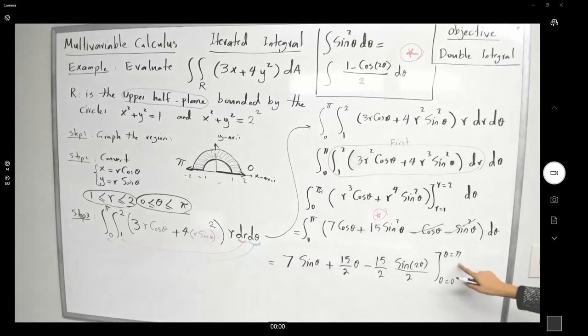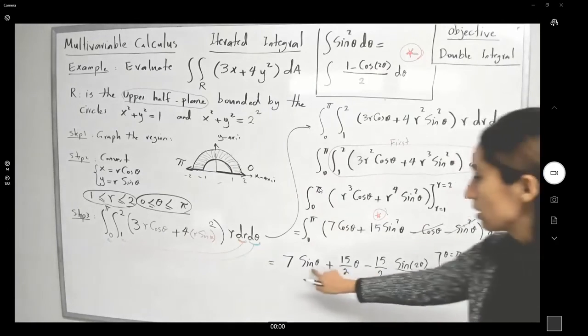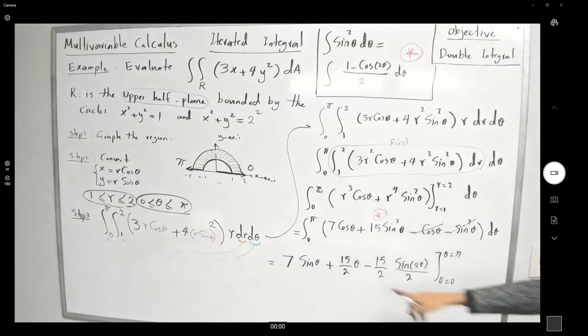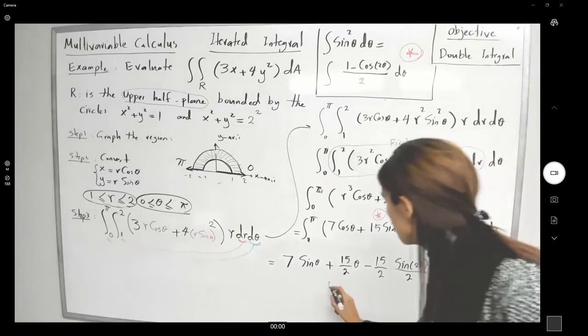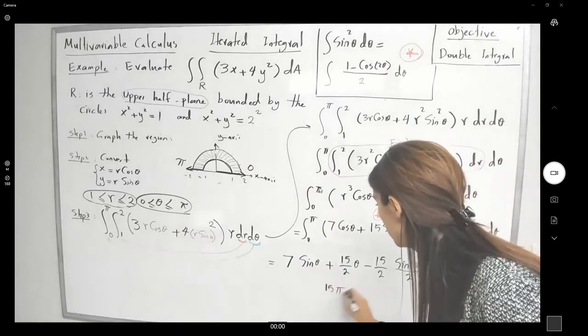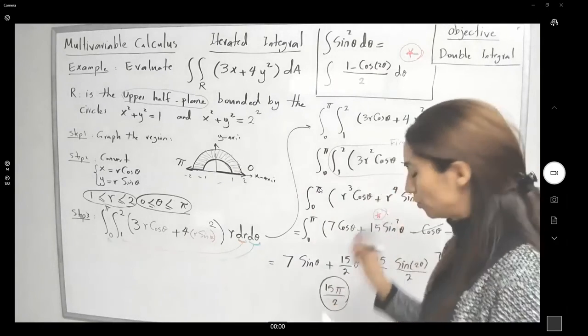Very good. So if I plug in pi, this guy is going to be 0. If I plug in 0, these two are equal to 0. And again, 15 over 2 times 0 is 0. So what's left? Here you have 15 pi divided by 2.